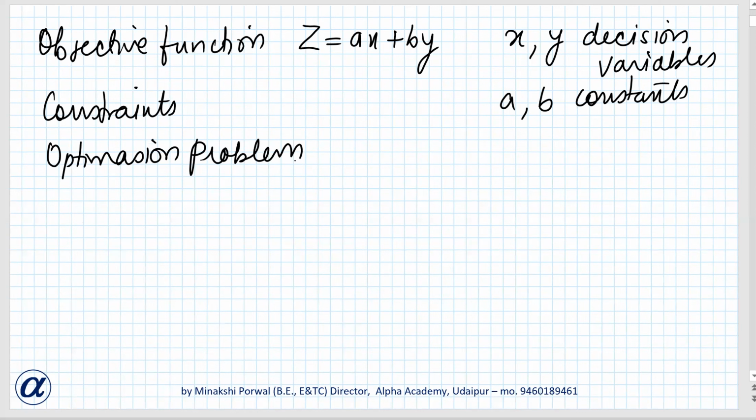So when we need to maximize or minimize a linear function subject to certain constraints, we call it an optimization problem. Optimization problem means we have to minimize or maximize something which has certain constraints. Now these are the terms, I guess you are familiar. If I say this is an optimization problem, or refer to constraints, I think you now have an idea.